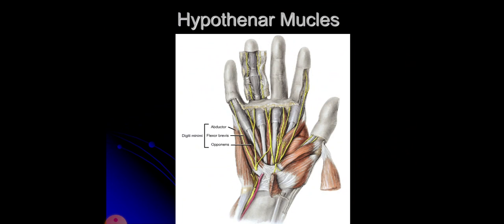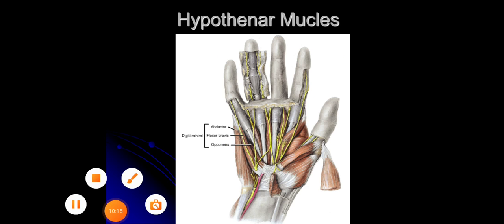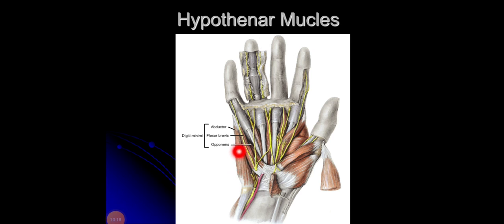Hypothenar muscles. Hypothenar muscles carry the same names: abductor, flexor, and opponens, with the same arrangement. This one is abductor digiti minimi because it belongs to the little finger. Abductor digiti minimi, flexor digiti minimi. When you remove two muscles, you can see opponens digiti minimi.